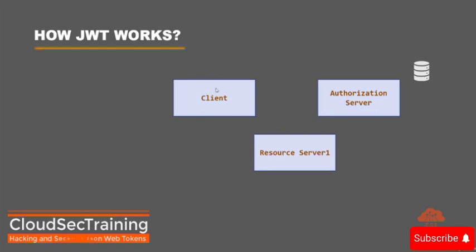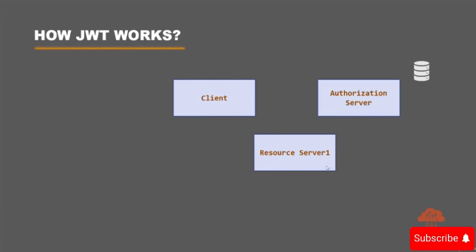Let's assume that we have a client who wants to retrieve some information from this resource server. This is also commonly known as API server. But the resource server wants to ensure that the client is authorized to retrieve those details that he is requesting. First, the client contacts the authorization server with his login credentials. Now, some people call it authentication server as well, but I prefer to call it authorization server because even though authentication is performed on this server, the main purpose of this server is to provide an authorization token. So I call it authorization server.